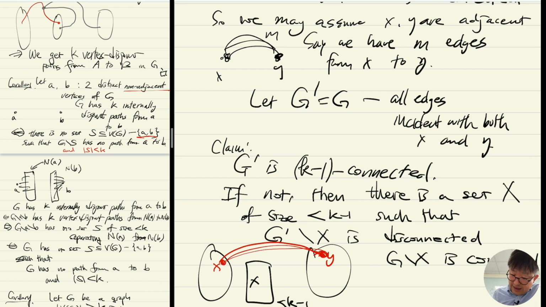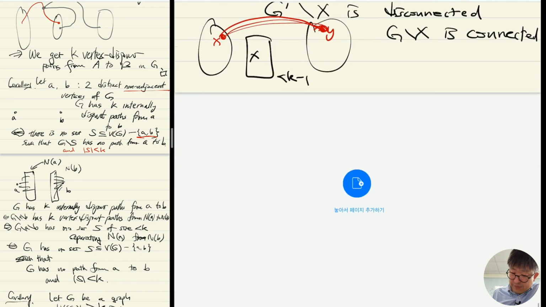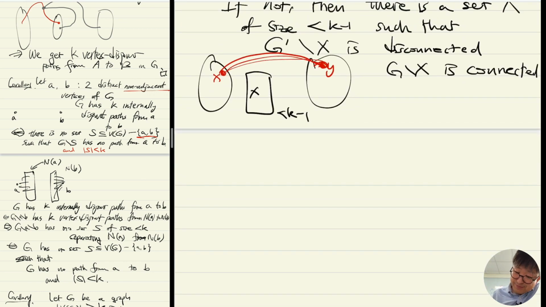All right, and now what we do is, okay, now how many vertices do we have? Here you have less than K minus 1, and you have 2 more vertices, and the number of vertices of graph G is bigger than K. But here you have at most K minus 2 vertices and 2 vertices. So therefore, there is at least one vertex.